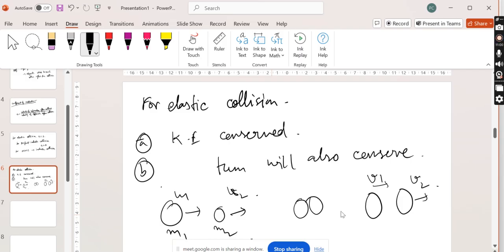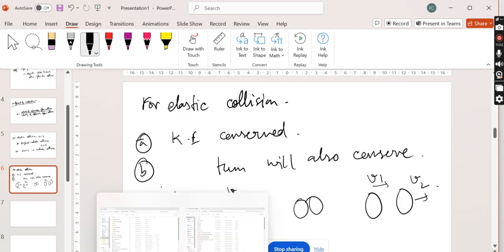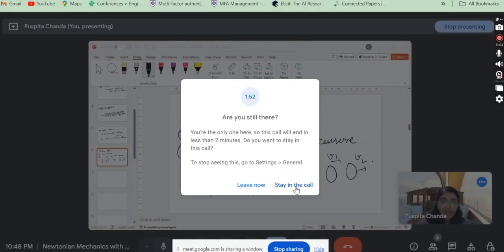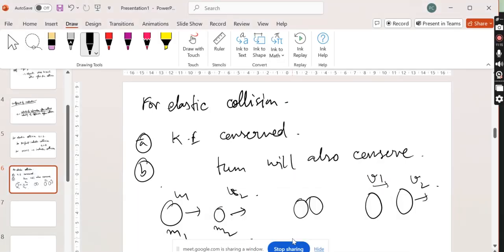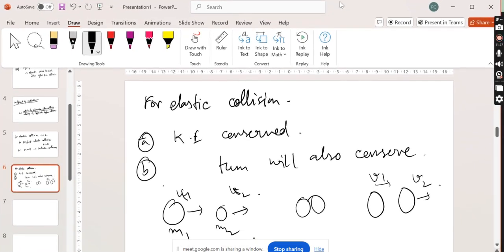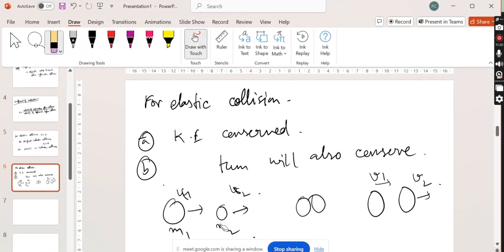When one particle is going in the positive x direction and another is going in the negative x direction, then you need to put a plus sign and a minus sign. So this is m1, m2, this is m1, m2.